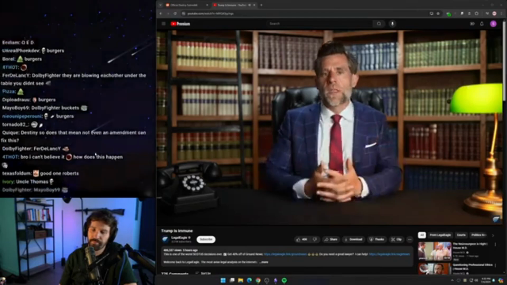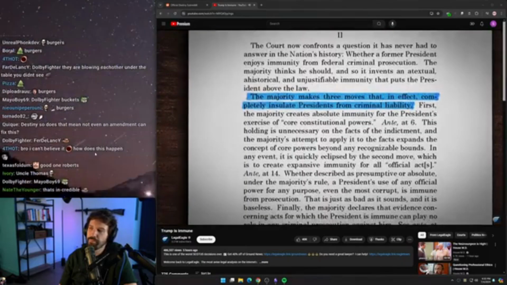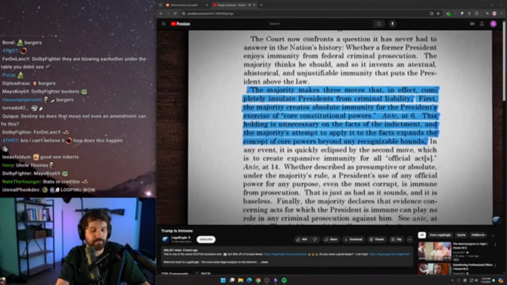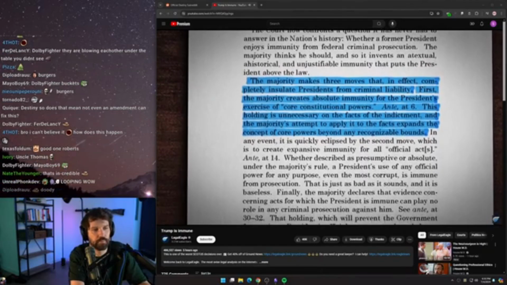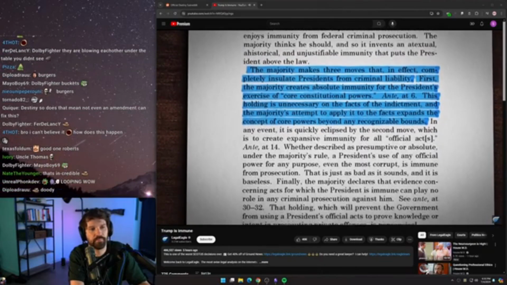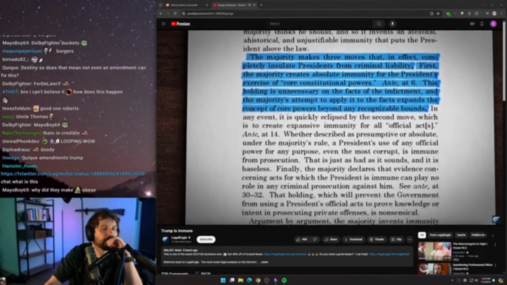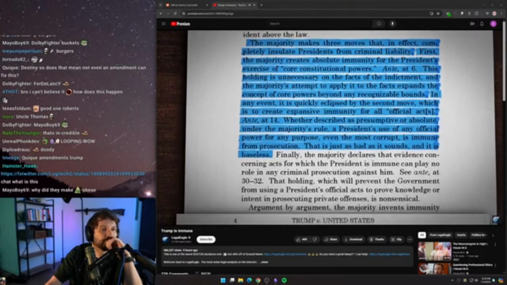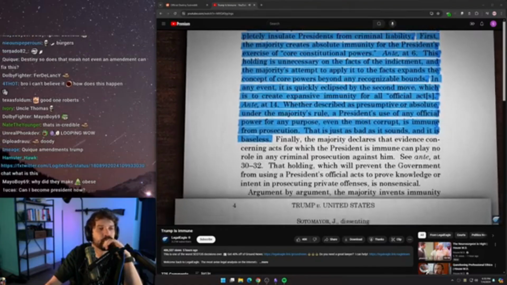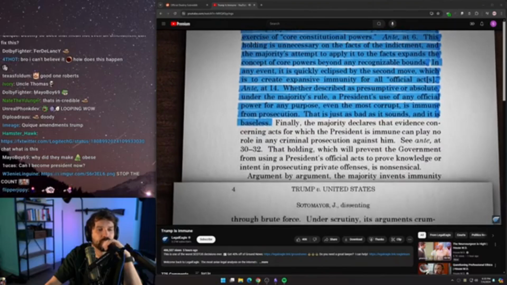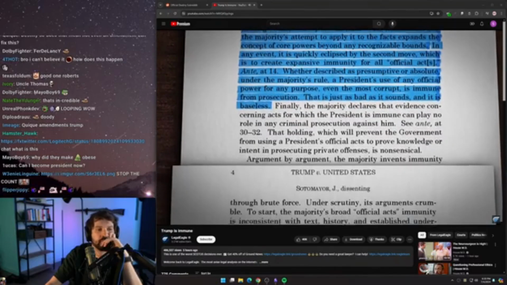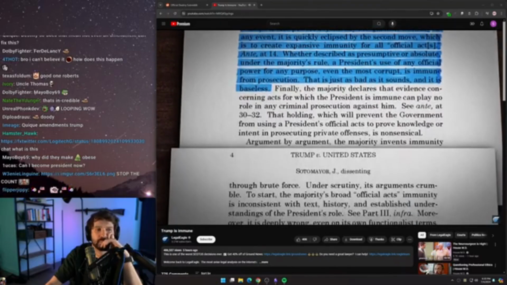And as Justice Sotomayor explains, quote, the majority makes 3 moves that in effect completely insulate presidents from criminal liability. First, the majority creates absolute immunity for the president's exercise of core constitutional powers. This holding is unnecessary on the facts of the indictment, and the majority's attempt to apply it to the facts expands the concept of core powers beyond any recognizable bounds. In any event, it is quickly eclipsed by the second move, which is to create expansive immunity for all official acts. Whether described as presumptive or absolute under the majority's rule, a president's use of any official power for any purpose, even the most corrupt, is immune from prosecution. That is just as bad as it sounds, and it is baseless.